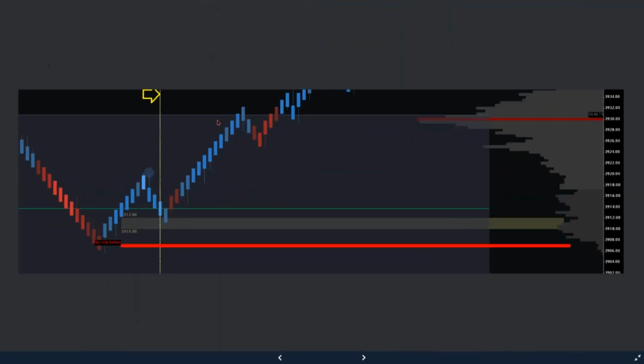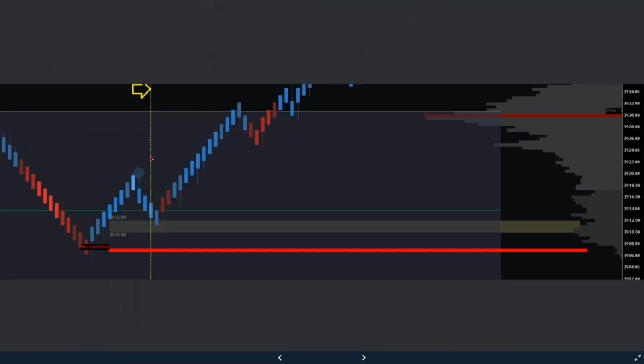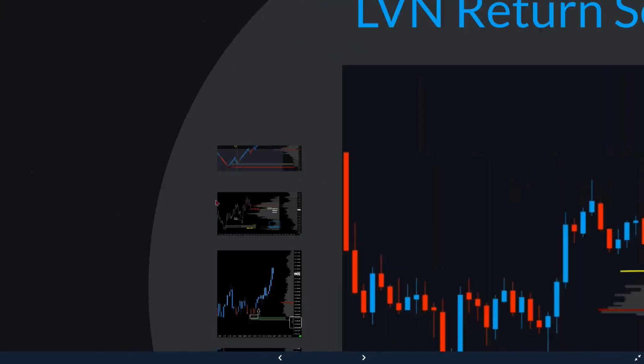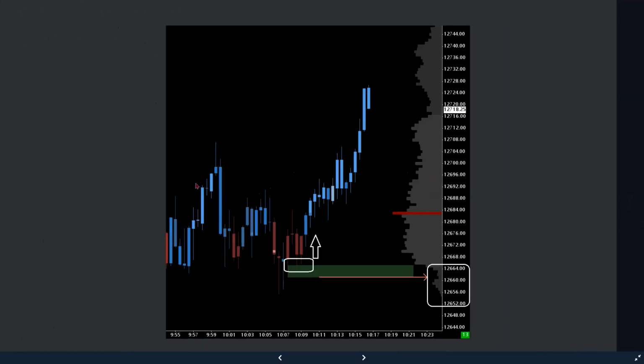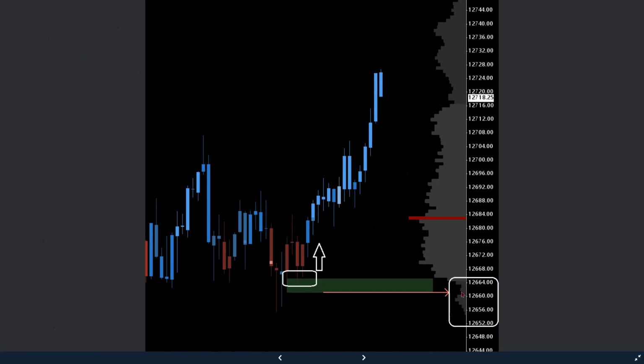Here's an example, as discussed in the Discord, of initiation out of that build, push back in, test, and then a run from there. We see plenty of these here. Let me show a few examples. This one we looked at before, but basically we had absorptive activity down here, push in, hold LVN, and move out. This one here, small volume node, but it was a very swift and violent response up and out of this before the retest and bid from there.